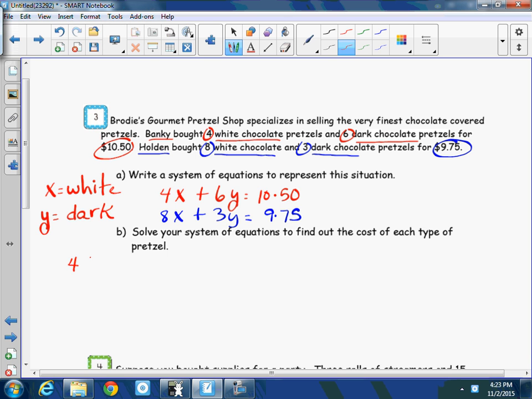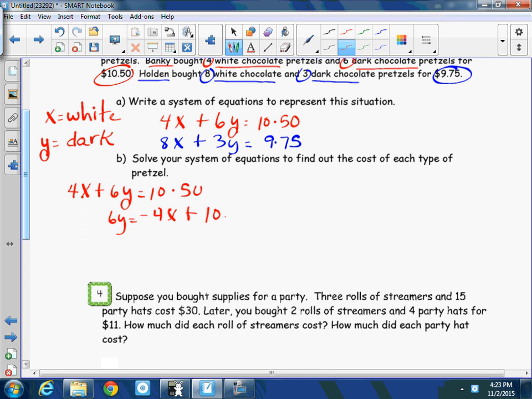So the first one, 4x plus 6y equals 1050. That would be 6y equals negative 4x plus 1050. And now I'm going to divide by 6. And I get that y equals negative 2/3 x if I simplify. And when I divide 1050 by 6, I get 175.